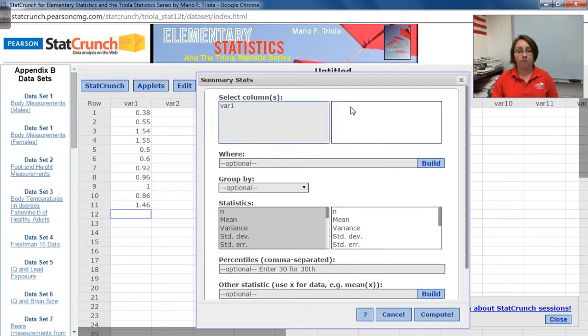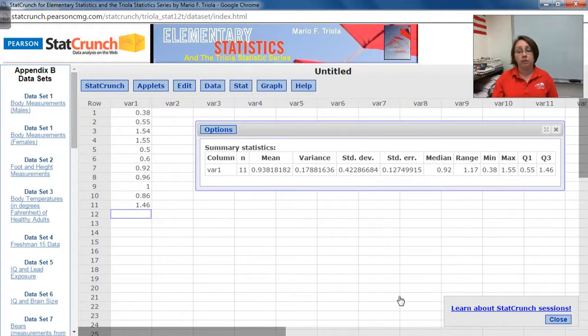So we click on column, select the column that your data is in. In this case, we only have one column, so we just want to summarize that one. And if you press compute, you should get everything you need. Probably too much, but alright, so here's our sample size, here's our sample mean, and our sample standard deviation. Okay? So you can use StatCrunch to get some values.